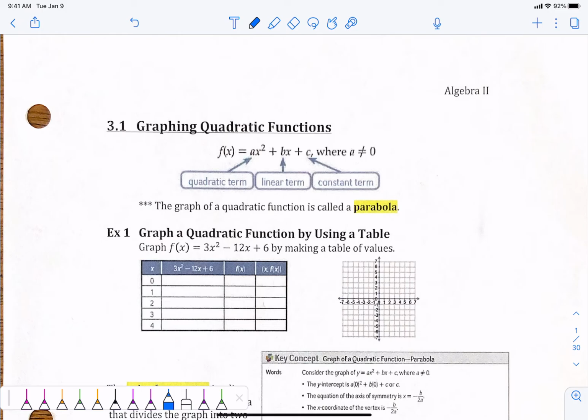3-1 is quadratic functions. I love this chapter. This is one of my most favorite chapters to teach. So please share my enthusiasm. It makes sense. There's a lot of steps to each thing in this chapter, but I like it. I like it a lot.